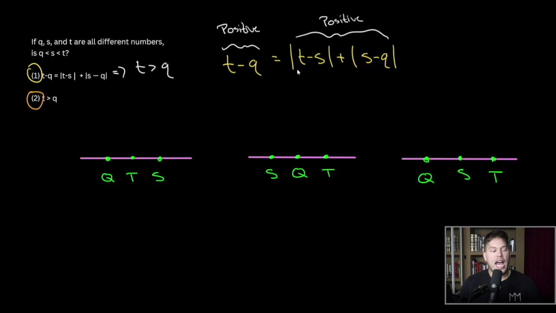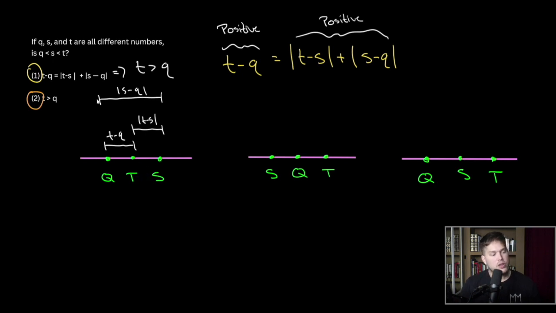So the absolute value of a difference is just the distance between the two values on the number line. In other words, this distance here from q to t is going to be our left-hand side of our equation, t minus q. Similarly, the distance from t to s is going to be the absolute value of t minus s, and the distance from q to s is going to be the absolute value of s minus q.